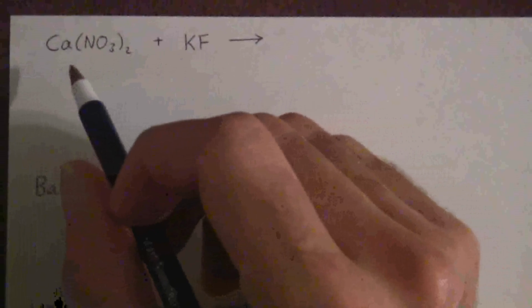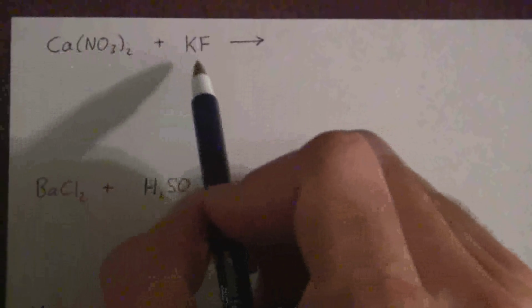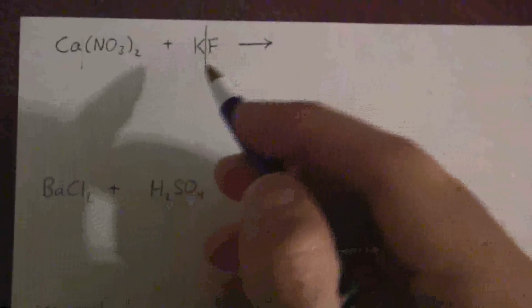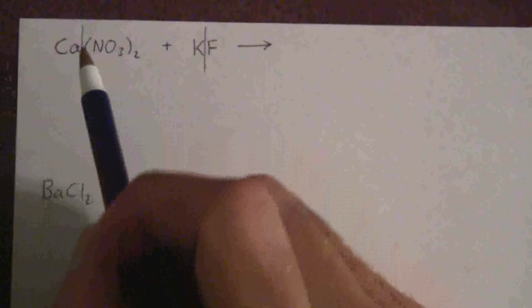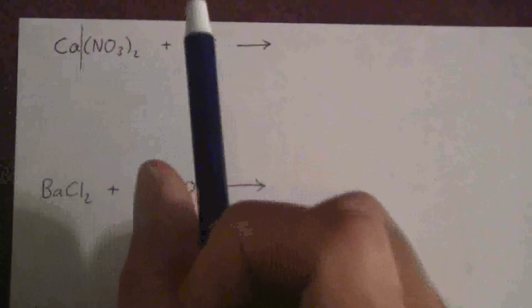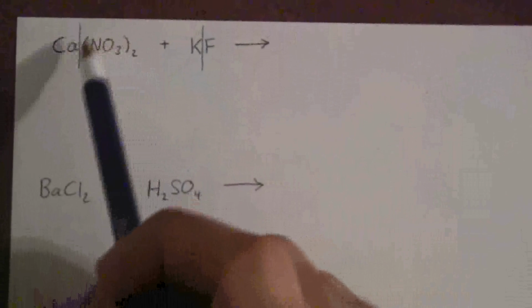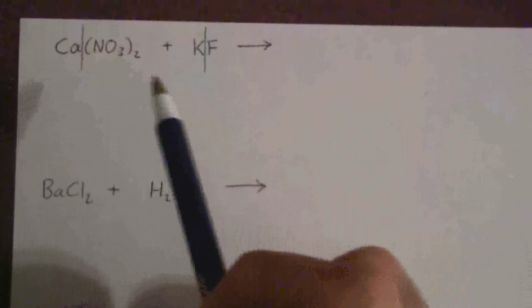All right, so first of all here, when we're writing the products, we can look at this and we have two ionic compounds, right? The calcium nitrate, we have calcium ion, we can split that between the cation and the anion, and we can split this one between the cation and the anion. All right, so the only possible products are, because this polyatomic ion isn't going to break apart.